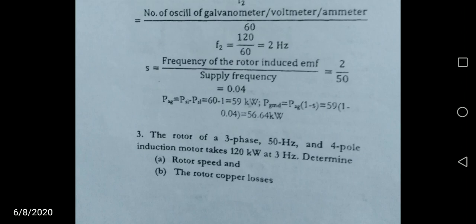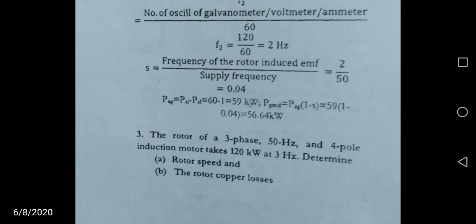And here rotor copper losses, that is PCU equal to S into P2. If the rotor frequency is 3, then slip equals Fr by F, Fr is 3 and F is the 50 Hz. That is 0.06. Slip is 0.06.